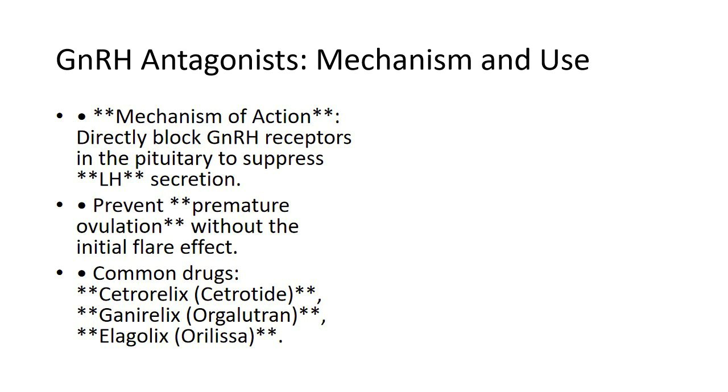GnRH antagonists bind to the GnRH receptors in the pituitary gland, preventing GnRH from stimulating LH and FSH release. This immediate suppression prevents premature LH surges, which could lead to premature ovulation, thus making them ideal for use during ovarian stimulation in ART cycles.